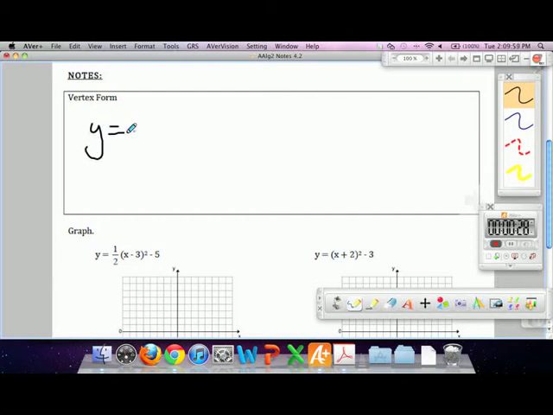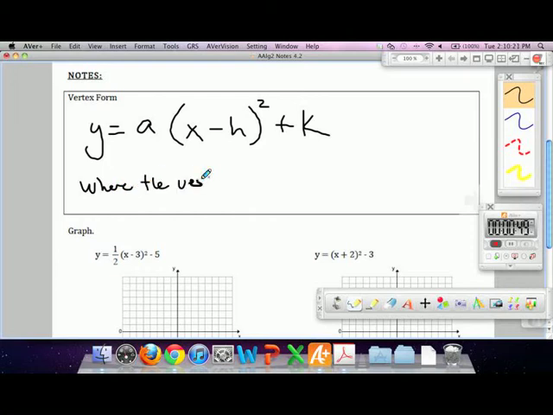Something times... well, that looks a lot like the general form of, say, an absolute value. The only difference is there's a square here instead of absolute value symbols. Where the vertex is at (h, k).